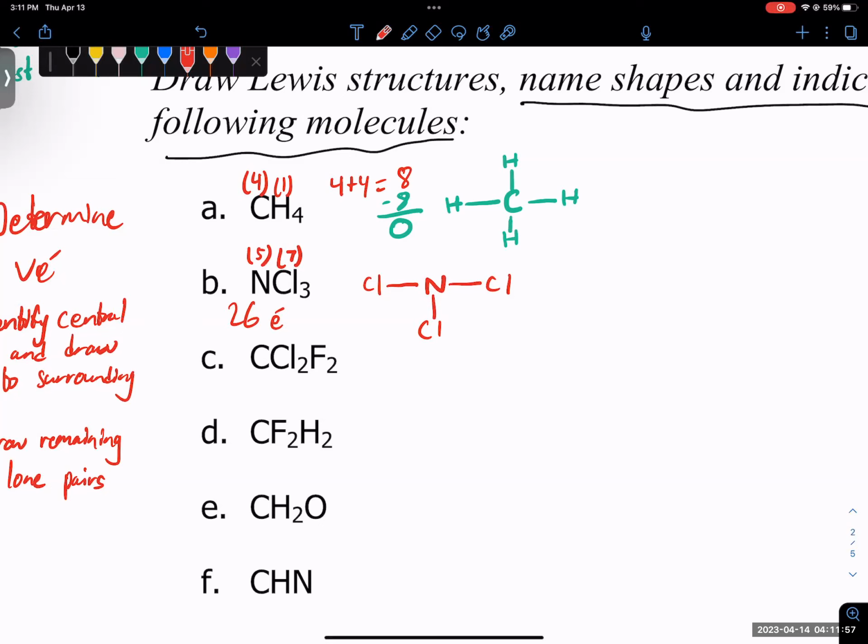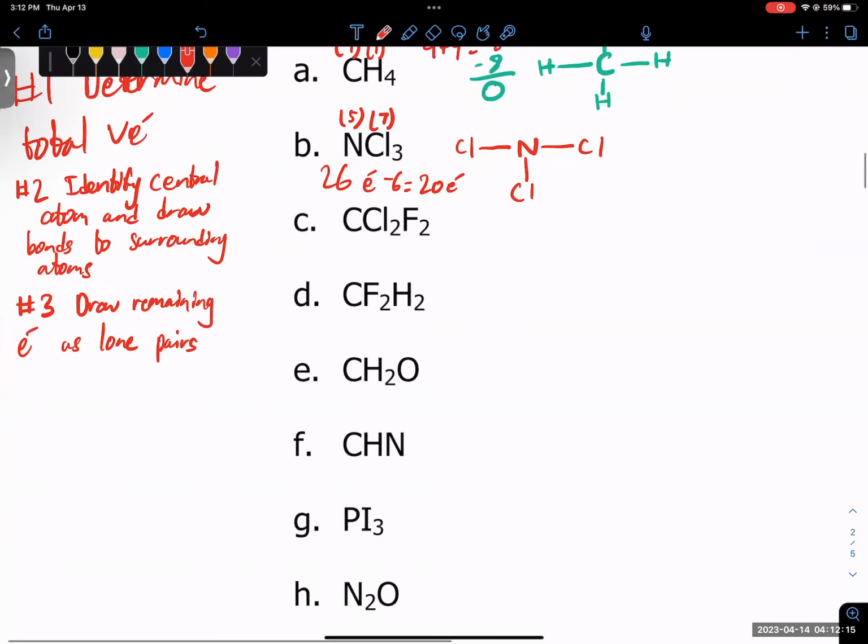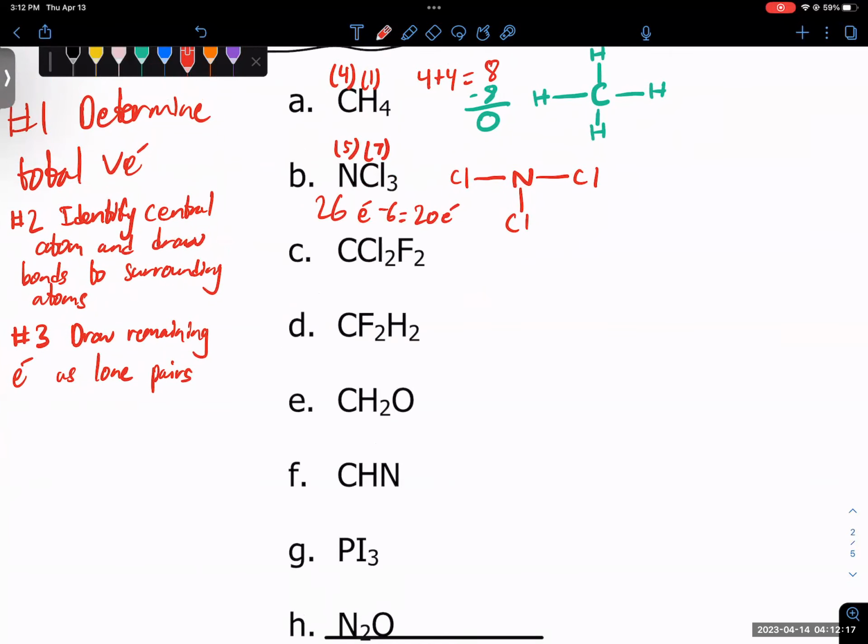So if we drew 3 bonds, how many electrons did we use up? 6. So 26 minus 6, there's 20 electrons left over. Now, what you're going to do is draw the remaining electrons as lone pairs on the surrounding atoms.